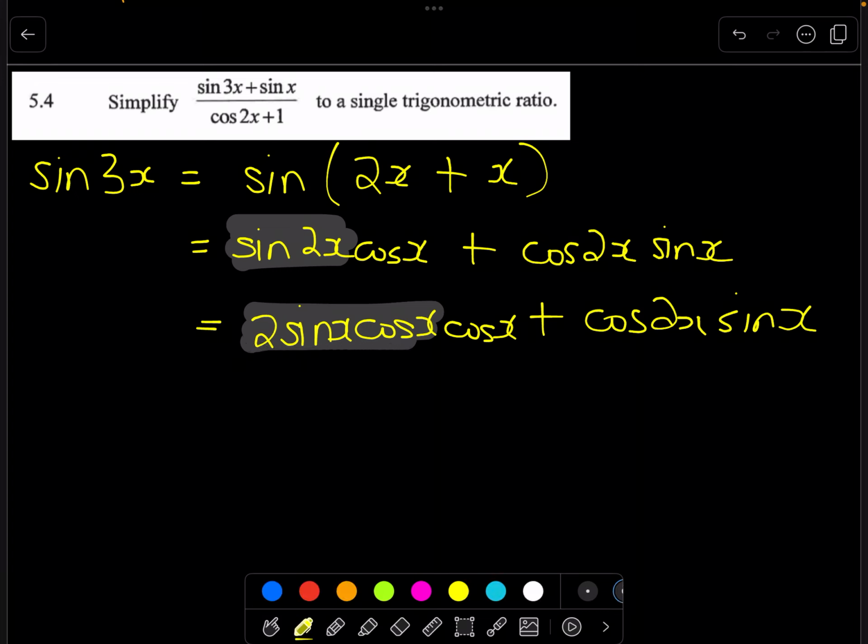Right. So let's just write this a bit more nicely. So this is 2 sine x cos squared x plus cos 2x sine x.